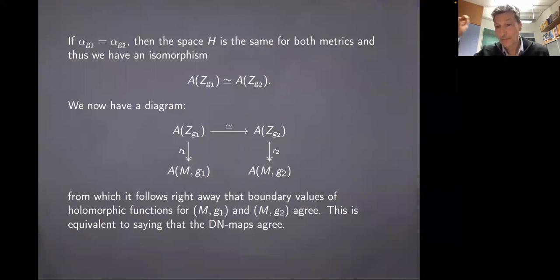And if you look at what happens at the boundary, these holomorphic functions will have the same boundary values. So all of a sudden, you're saying that for the two structures of Riemann surfaces, the boundary values of holomorphic functions are the same. And now it's an exercise in undergraduate complex analysis to prove that this is the same thing as saying that you have the same Dirichlet to Neumann map. So you have proved that if the scattering relations are the same, you have the same Dirichlet to Neumann map. So that's a way of looking at Pestov-Uhlmann from the point of view of twistor space.